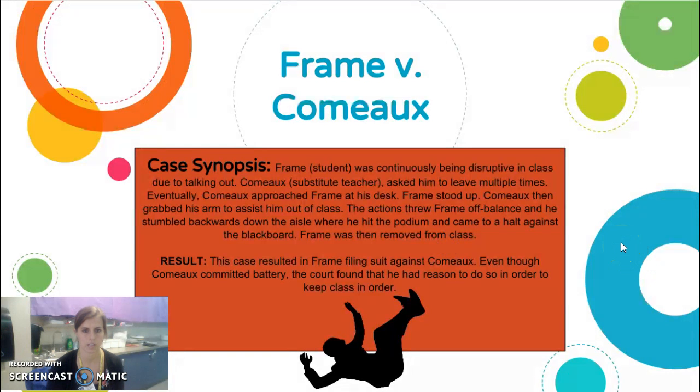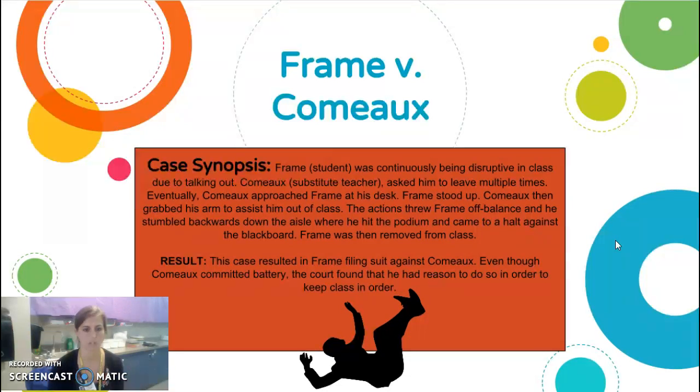Frame versus Camus, I believe is how you maybe say that. This case basically was about how a student was disruptive in class, kept talking out. The teacher eventually approached the kid and grabbed him by his arm, and it made the kid fall off balance, and he stumbled backwards down the aisle, and he hit the podium and came to a halt against the blackboard, and then was eventually removed from the class.